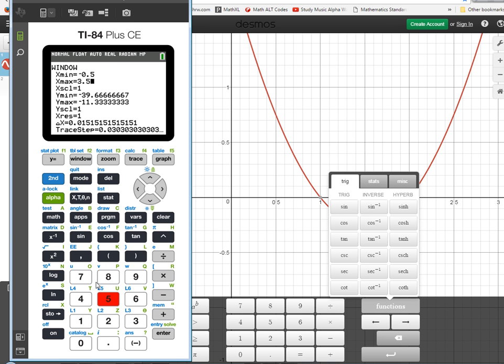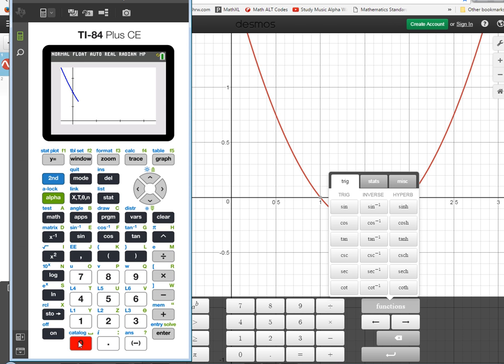her. Okay, and let's just go zoom fit. Okay, agreed? So now watch this. This is pretty cool. So let's go into second calc, and oh, what do you know? Number 7. Look at that.